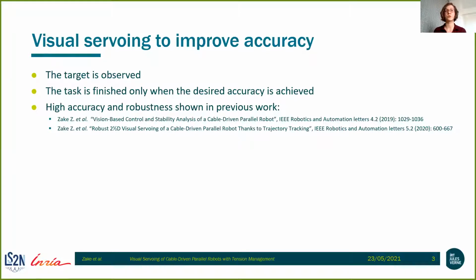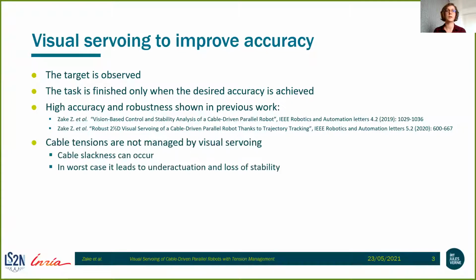This is because in visual servoing, we have a target that is observed, and the task is finished only when a desired accuracy is achieved with respect to the target. In our previous work, we have shown that CDPRs with visual servoing control have high accuracy and high robustness to different perturbations in the system. However, cable tensions are not managed by visual servoing, and this is not the task of visual servoing.